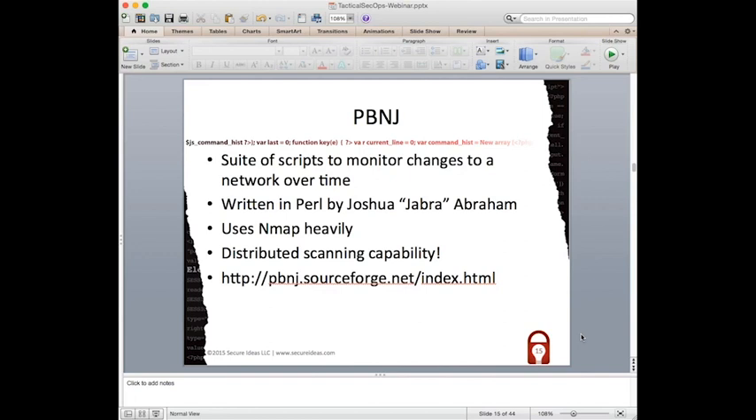I may say it uses Nmap heavily here. It's a wrapper around Nmap, at least its scanning portion. The cool thing about this is we can distribute out our scanning easily, but still centralize our collection of data.